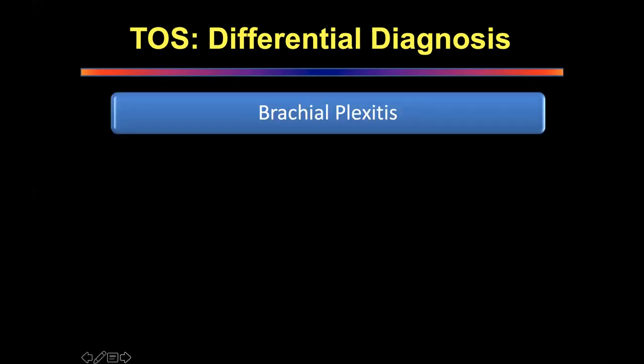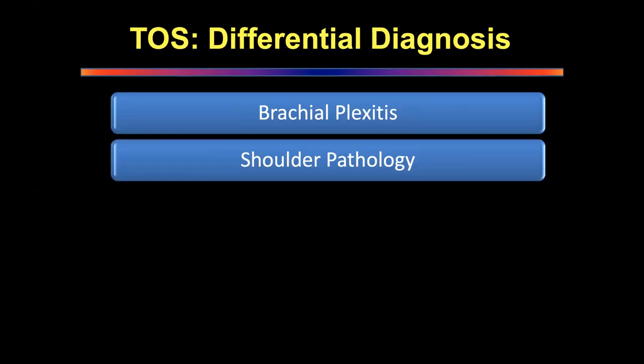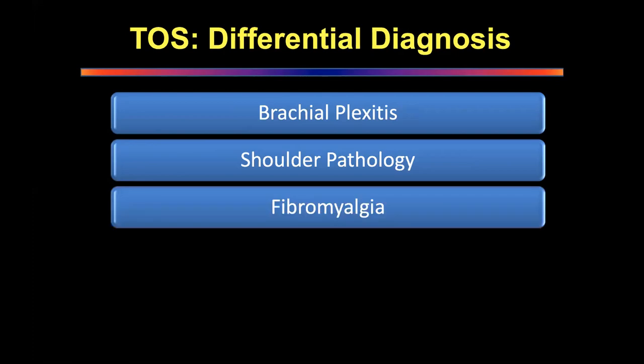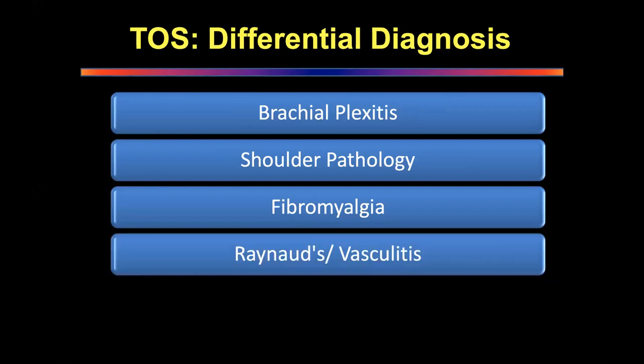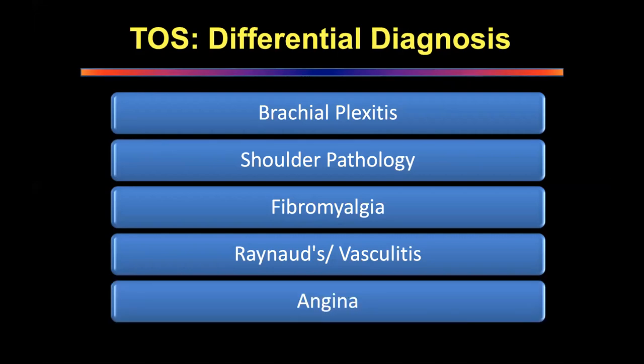Okay. The other thing could be brachial plexitis, that is inflammation of the brachial plexus. This could be a shoulder pathology. This could not be a thoracic outlet pathology at all. There could be some problem within the shoulder joint, which is giving rise to similar pains. It could be fibromyalgia. So it could be a pathology of the muscle, not the nerve, not the vessels. It could be just a muscle problem, or it could be Raynaud's, or it could be a vasculitis problem. So Raynaud's syndrome may actually sometimes masquerade as a thoracic outlet syndrome.